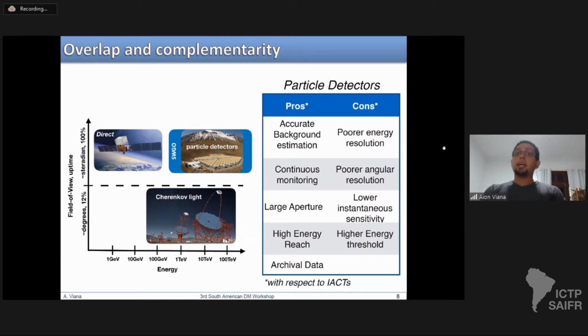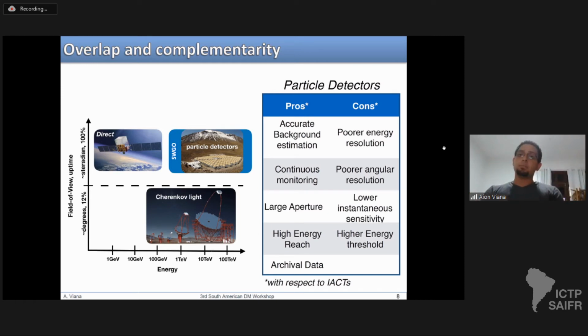Now, the pros of particle detectors is that since they observe the whole sky continuously, they can actually have a very accurate background estimation. They have a continuous monitoring of the sky, large aperture, like I said, of a few steradians. They have a very high energy reach, so they can go even beyond 100 TeV. And the data that is collected by these detectors can be used as archival data. Since you can see a huge fraction of the sky, you can later look at this data and see, for a future detection, if you actually have some counterpart in the archival data, such as it's done for Fermi-LAT.